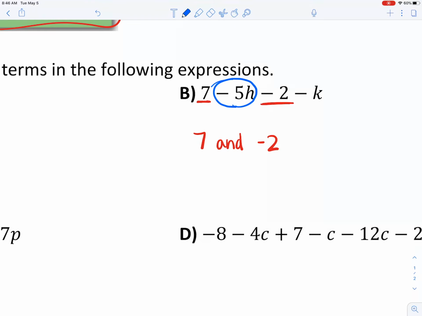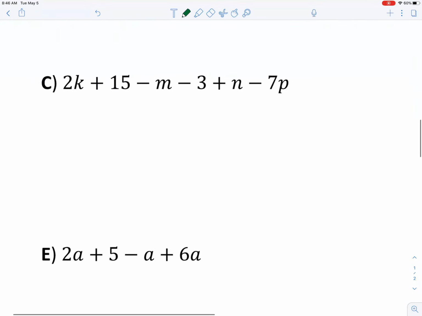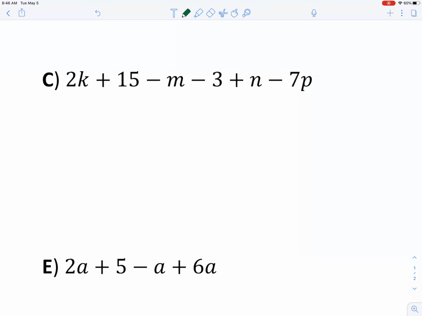Okay, I'm going to circle this negative 5h. And again, I'm going to include the plus or minus that's in front of it. So this one just happens to be a minus. That makes it a negative 5h. And then over to the right, we have negative k, or negative 1k. All right, and that looks different than the h. So that means they are not like terms, because the h and the k are not the same.